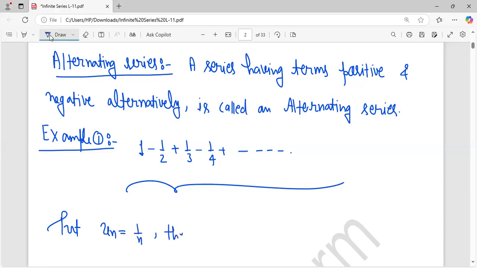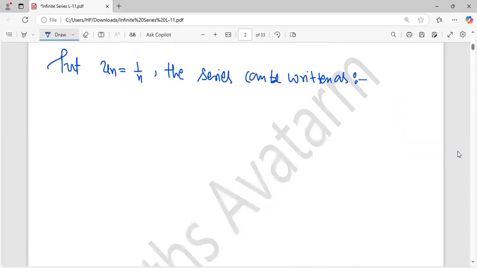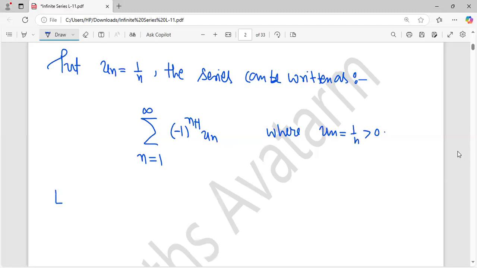The series can be written in this form: summation n goes from 1 to infinity, minus 1 to the power n plus 1, un. We have un is equal to 1 by n, that is greater than 0. Okay. Now example 2.